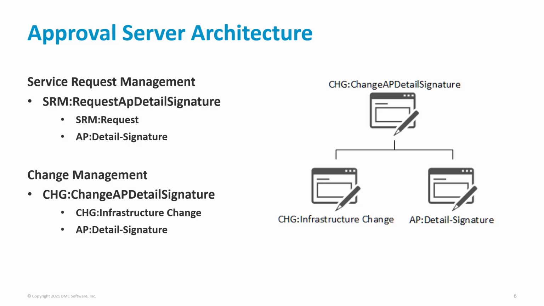These three-way joins are always between the parent form, like the diagram shows, CHG infrastructure change, and then the AP detail signature form, which is also a join. This is why it's called a three-way join, because you're joining that first primary form along with a join form for approval server.